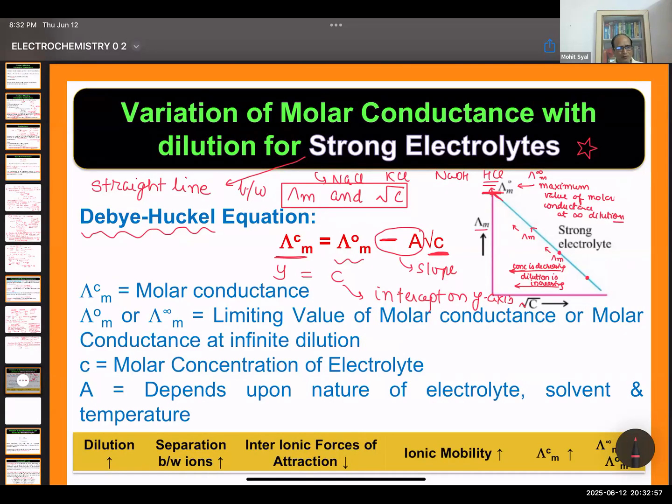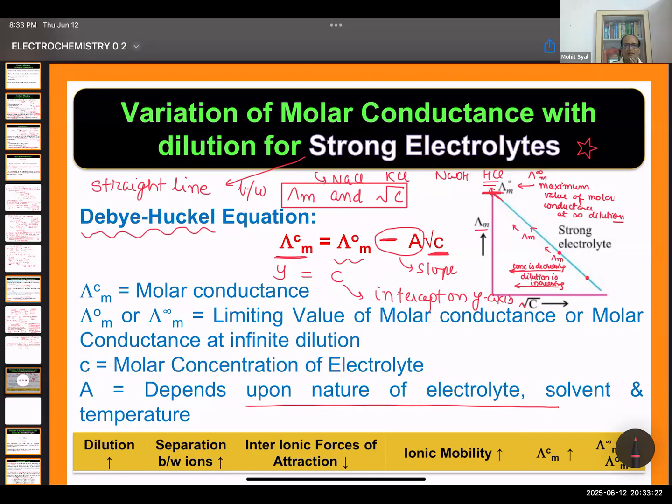Lambda m is equal to lambda naught minus A root C. A depends upon the nature of the electrolyte and the solvent. For each electrolyte and a solvent, you have a different value of A that will be provided to you. So you can figure out the value of A. It is a constant for each electrolyte.